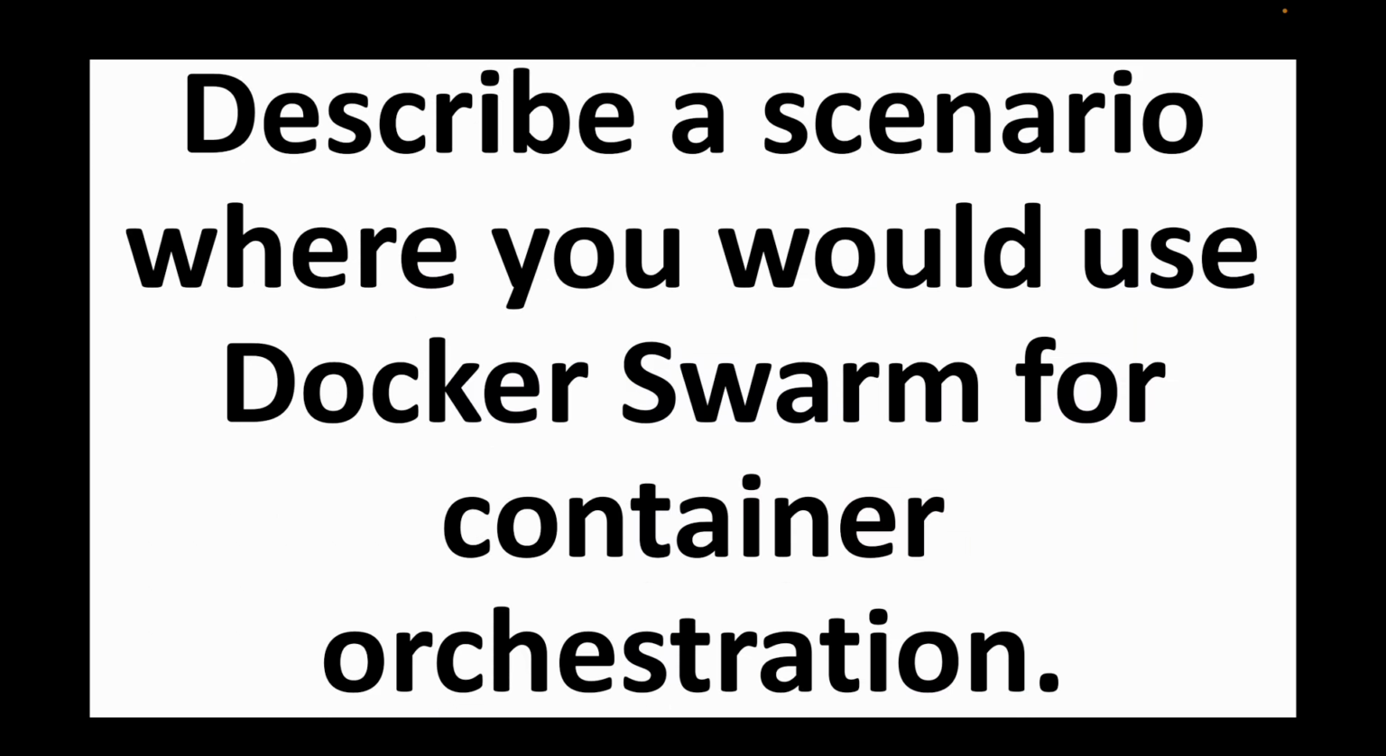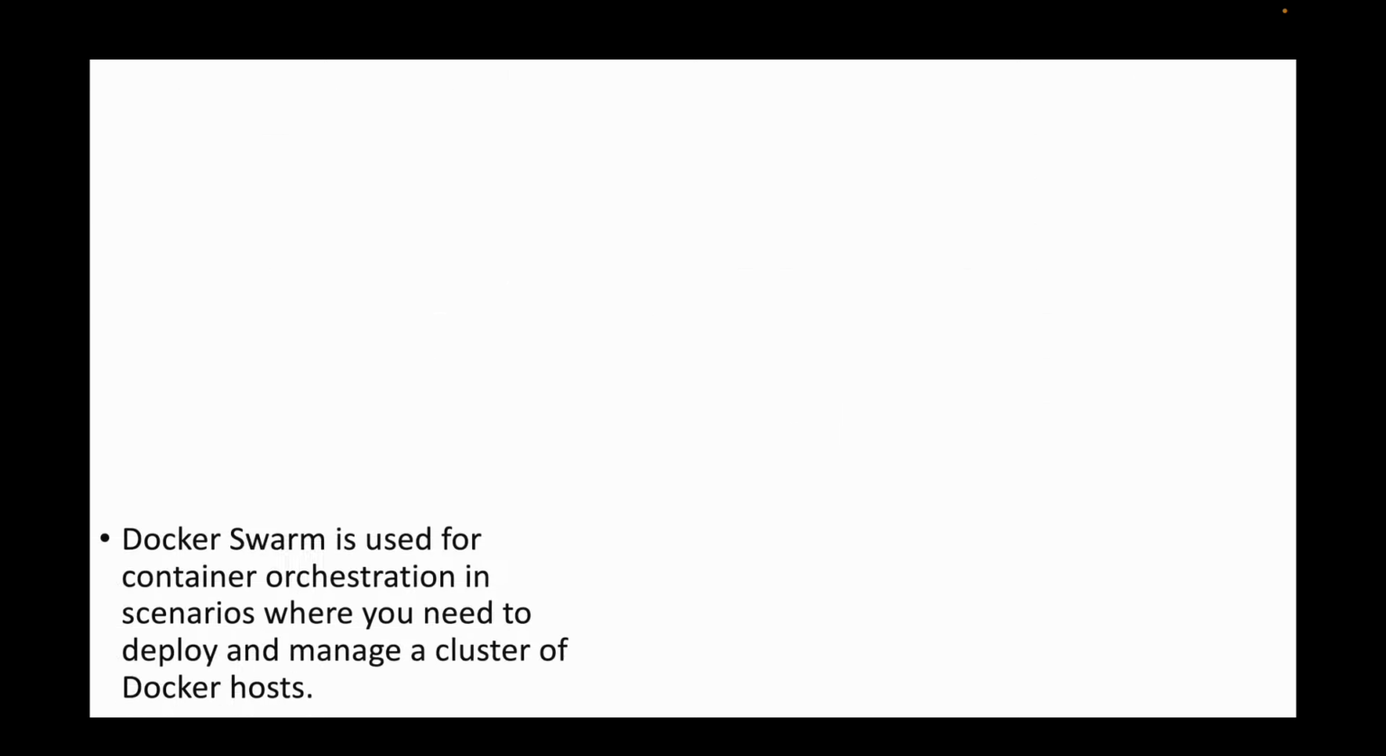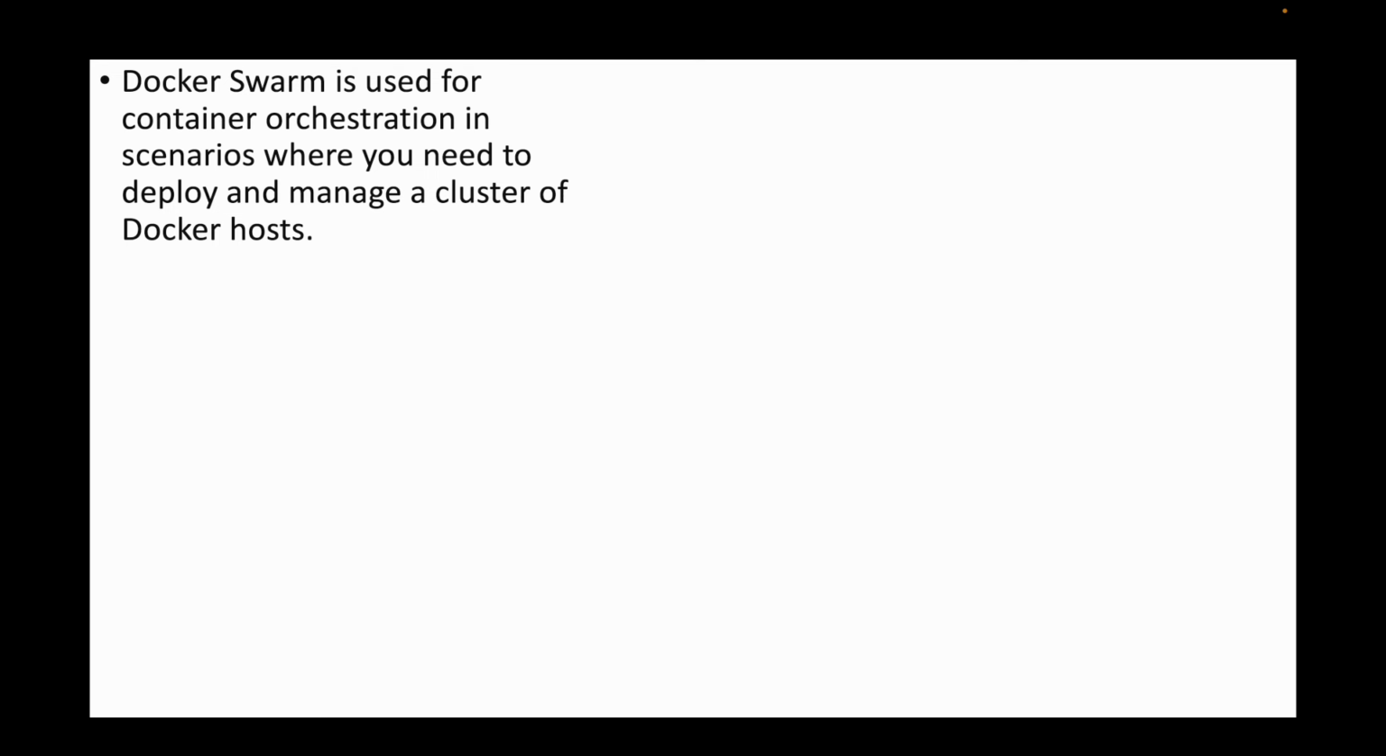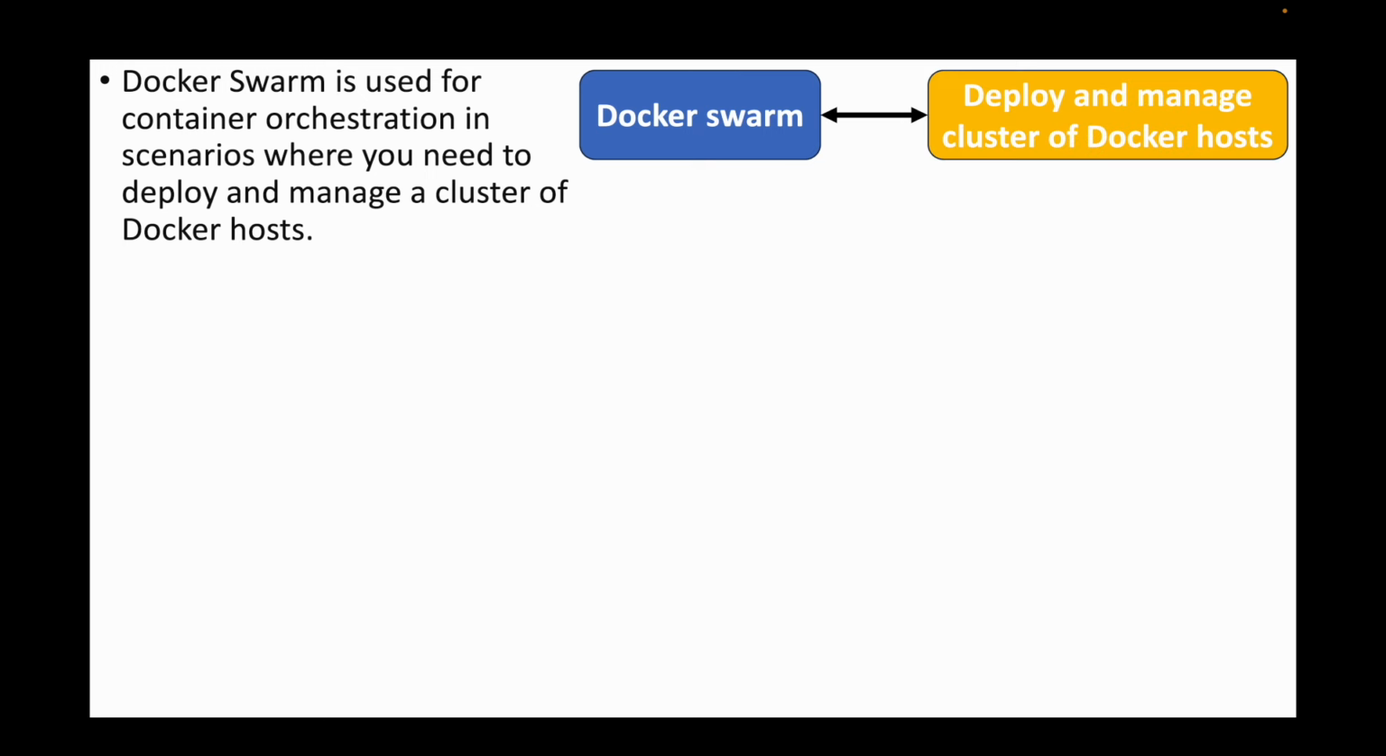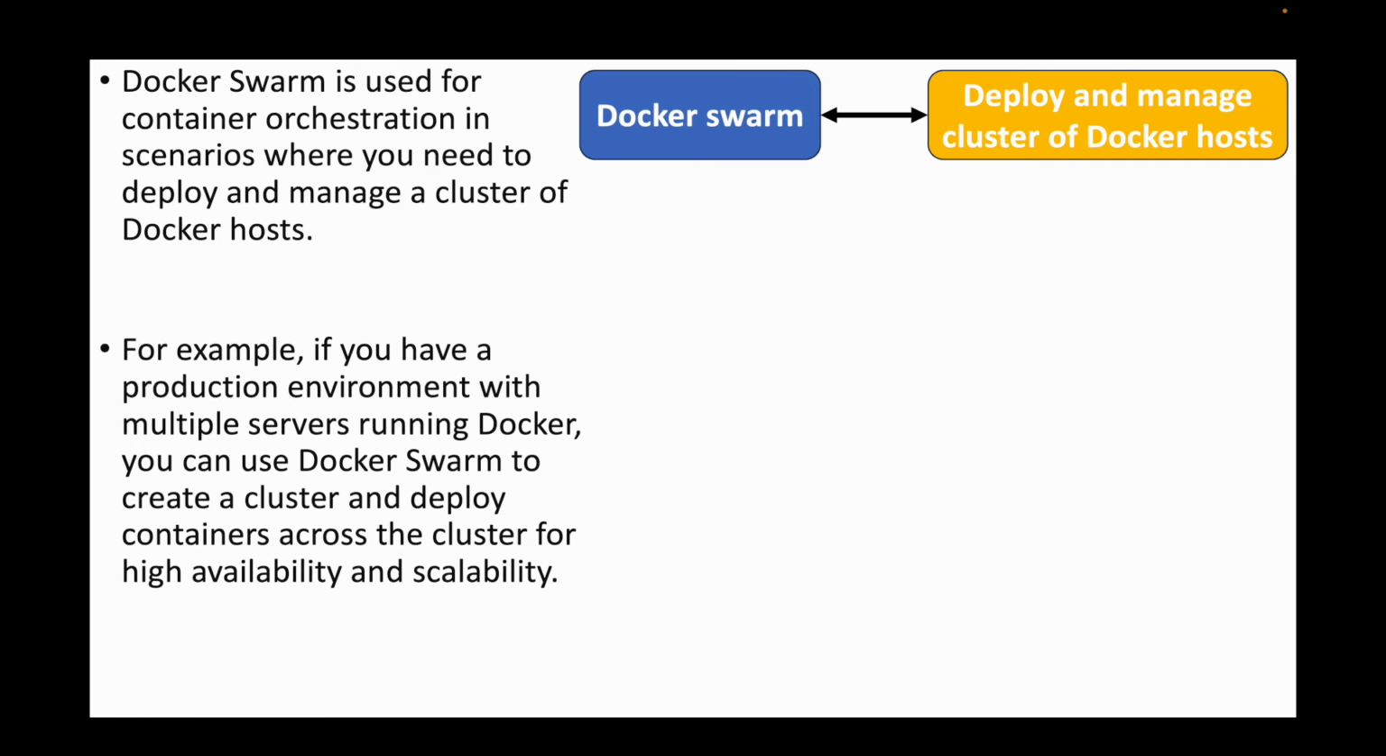The next question we have is, describe a scenario where you would use Docker Swarm for container orchestration. Now in Docker, whenever we talk about creating an orchestration, creating a cluster, we can make use of Docker Swarm for that. Docker Swarm is used for container orchestration in scenarios where you need to deploy and manage a cluster of Docker hosts. So basically you want to maintain multiple machines, multiple hosts as part of your Docker. We can make use of Docker Swarm for that.